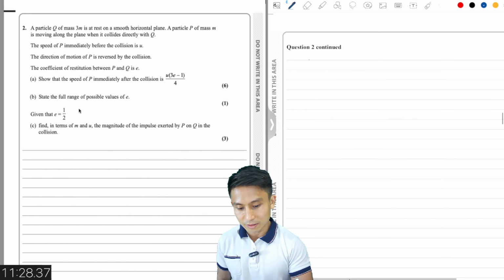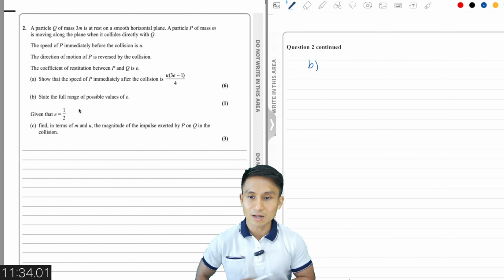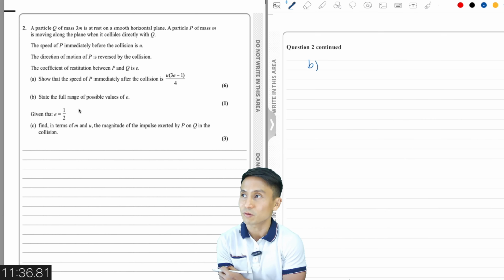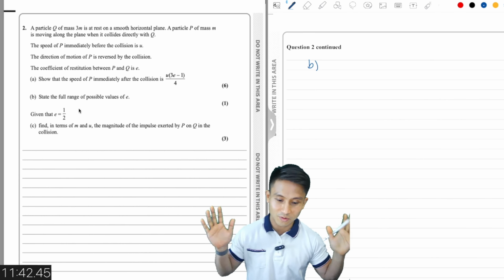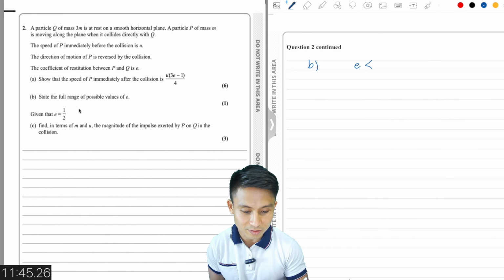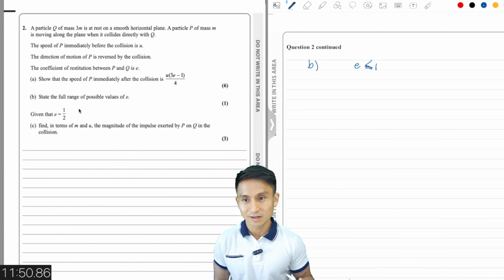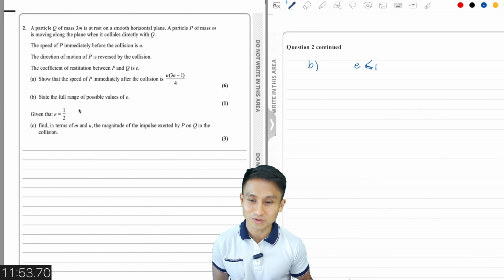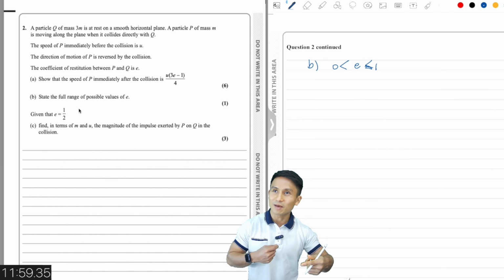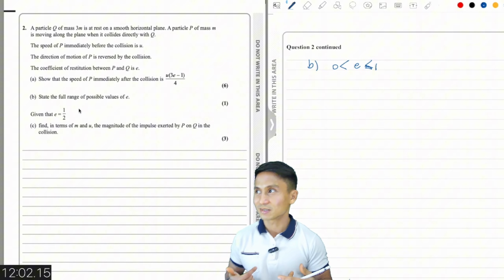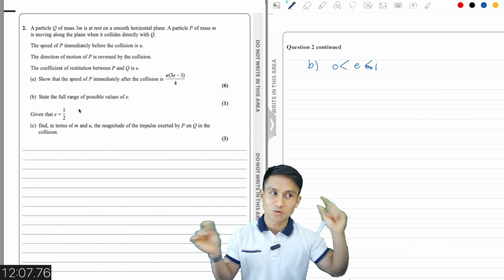So basically coefficient of restitution and conservation of linear momentum. State the full range of possible values of e. Well, e has got to be greater than 0, but should be less than or equal to 1. That is the nature of the value of e, okay? This is trivial. You need to know this. Maximum it can be 1. If it's 1, then it's a perfectly elastic collision, which is unlikely in the real world, yeah? But e has got to be greater than 0. It's impossible to have negative e, because the relative speed will be positive, right?